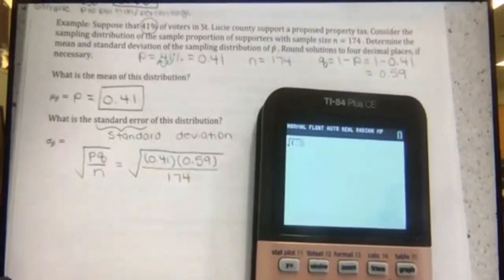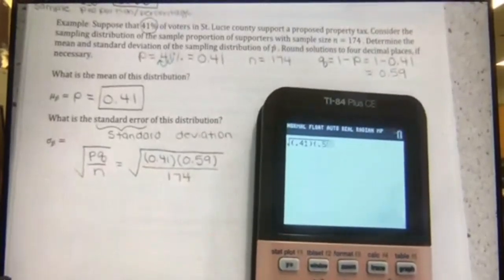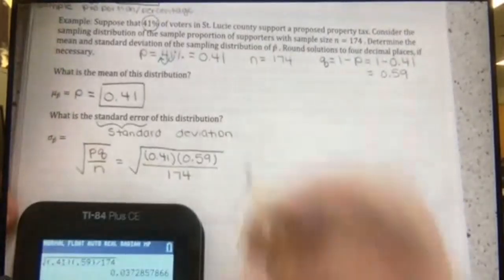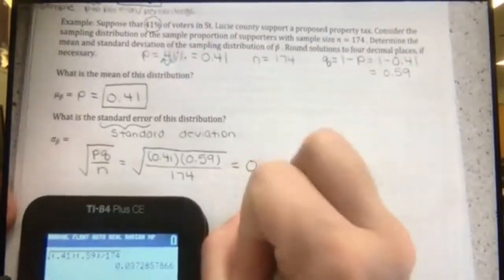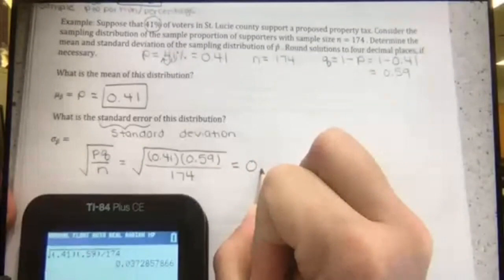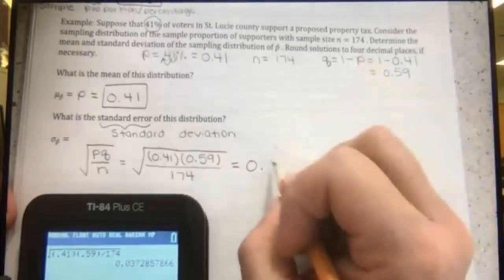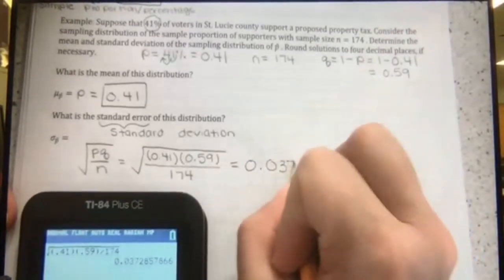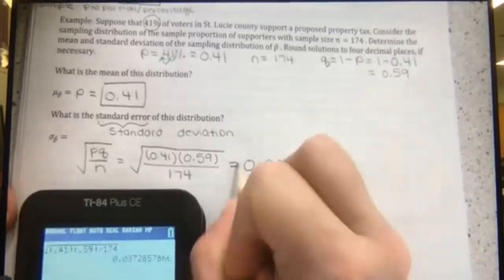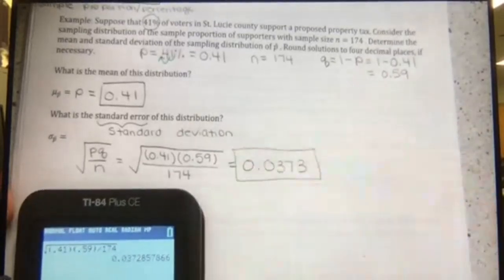Square root of 0.41 times 0.59 divided by 174. It says to round to 4 decimal places, so we get 0.03728. So that'll round up to 0.0373.